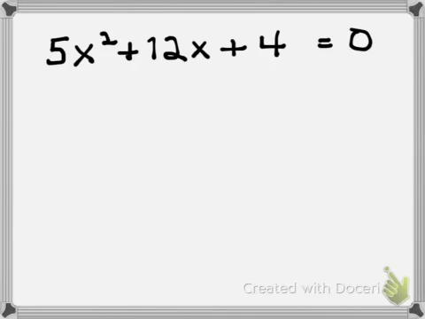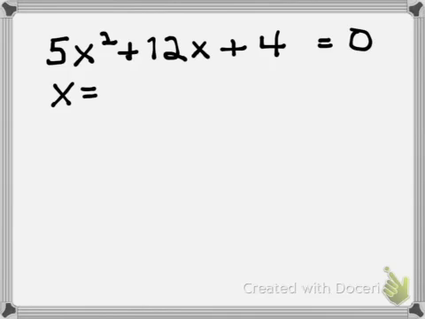We can try factoring. Doesn't lend itself to square root, but again, the quadratic formula always works. So if I try to take the factors of 5 and the factors of 4 and try to put them together to get a middle term of positive 12x, it's not going to work. So let's go right to the quadratic formula.